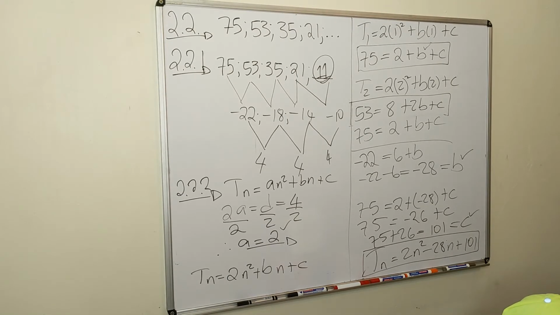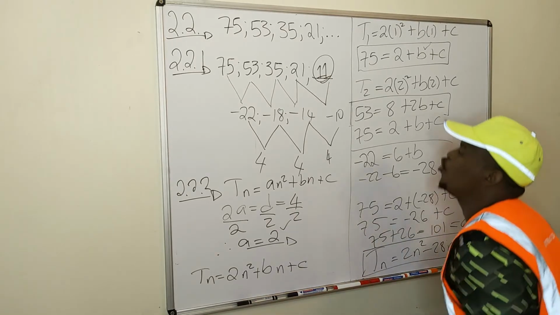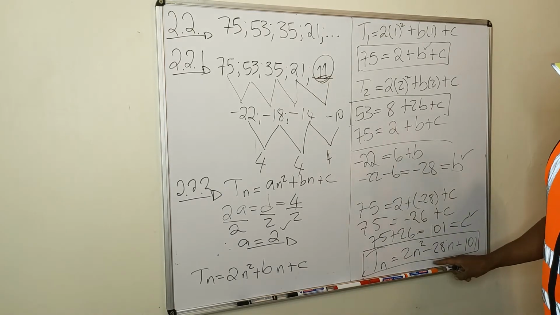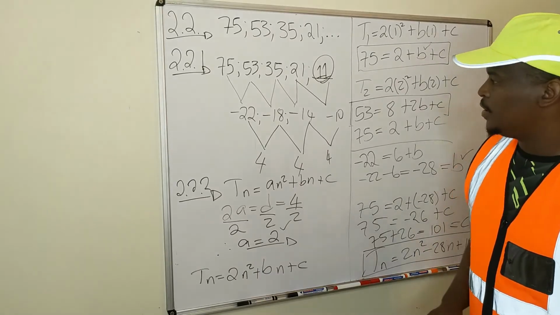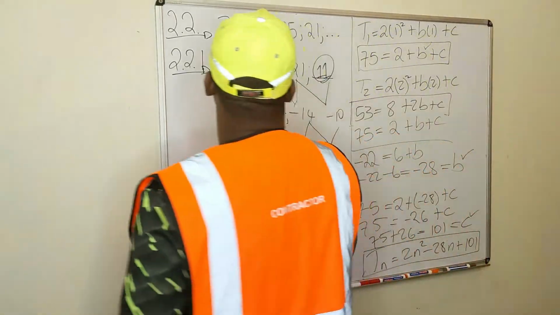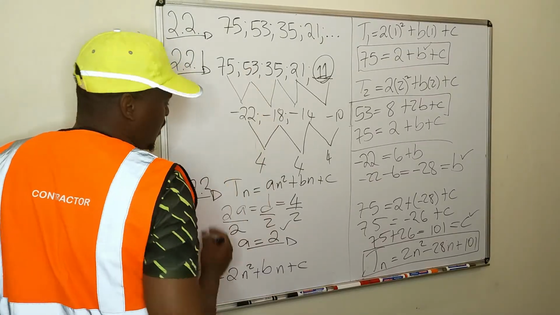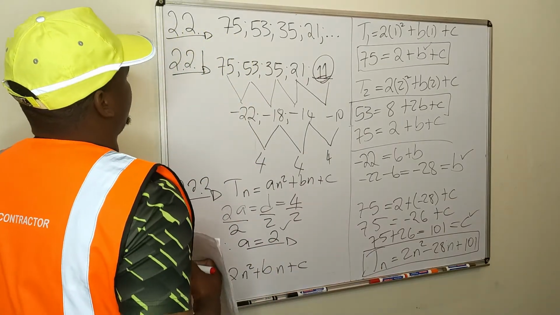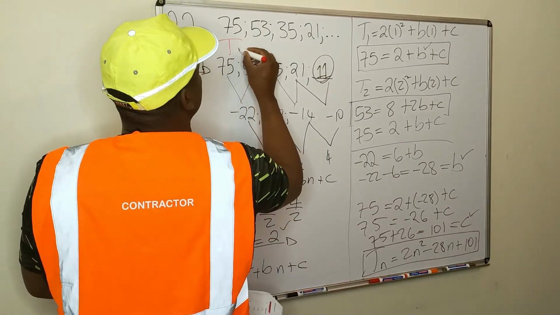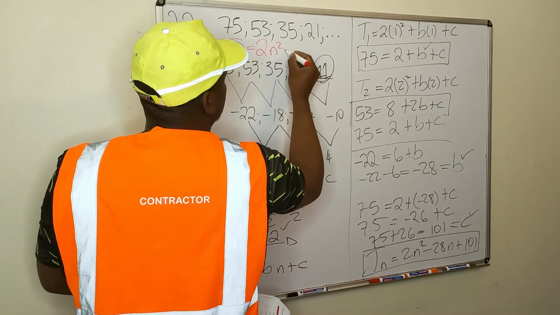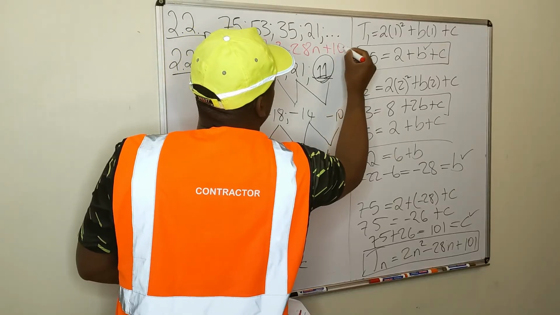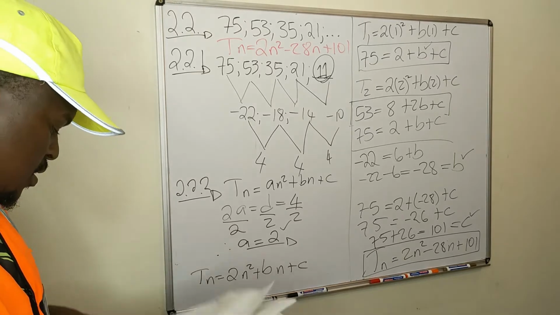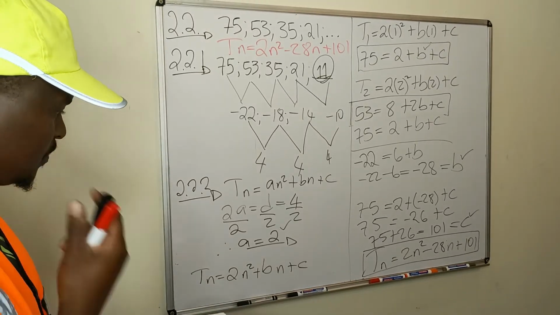Then you move to 2.2.3. So this is your nth term here. So I'm going to write it somewhere here. Maybe we might need it. So I'll use the red ink. So I'm going to clean the board and do the last question, 2.2.3.